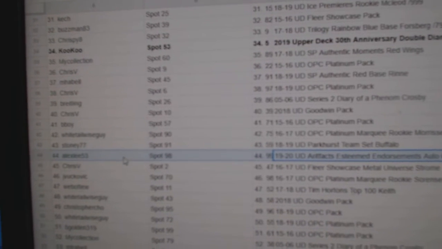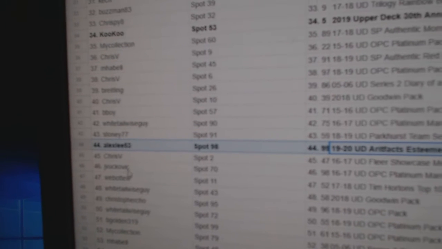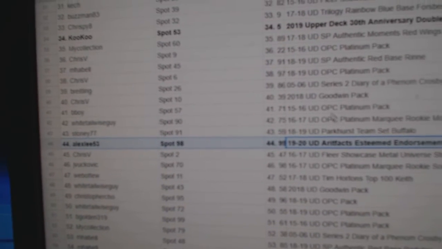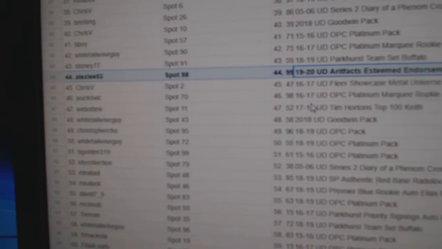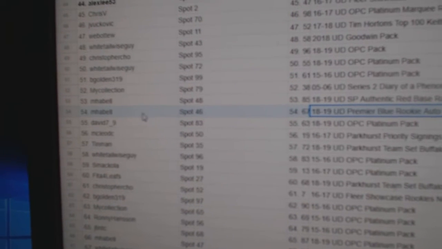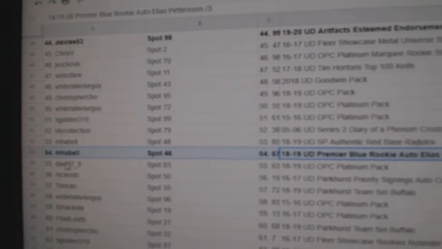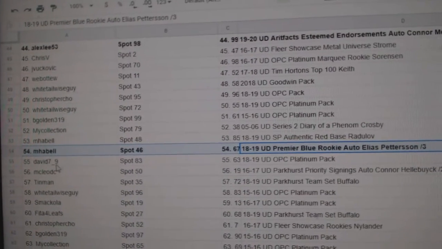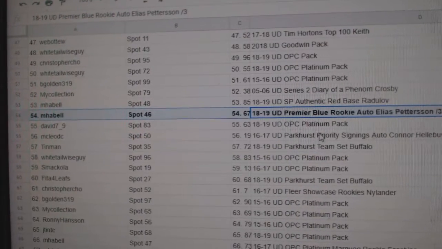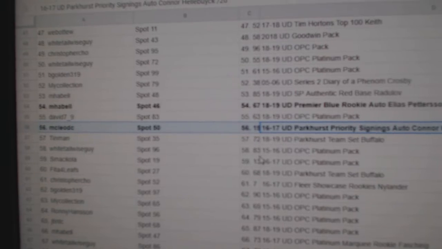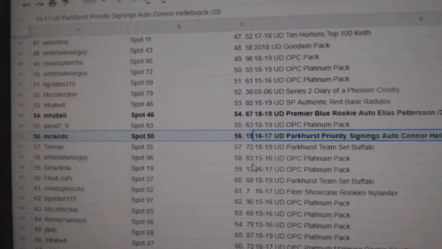The McDavid goes to Alex Lee, 53. The Patterson out of 3 goes to M. Habel. Congrats. The Hellebuck goes to McLeod, C. The Hellebuck autograph out of 20.